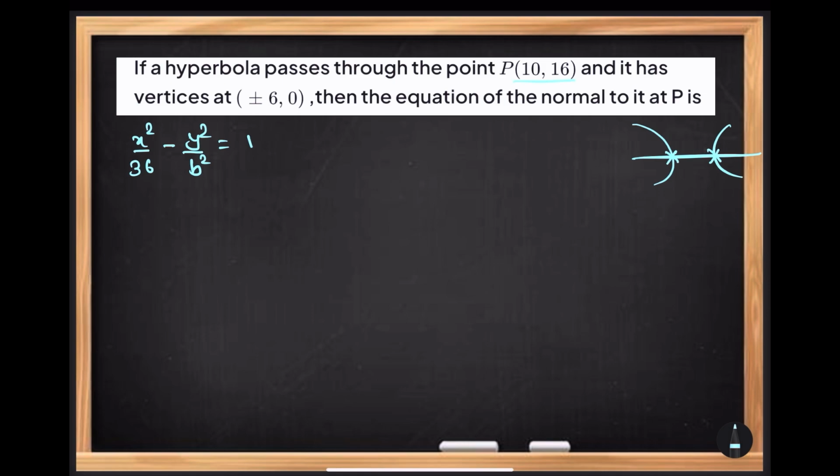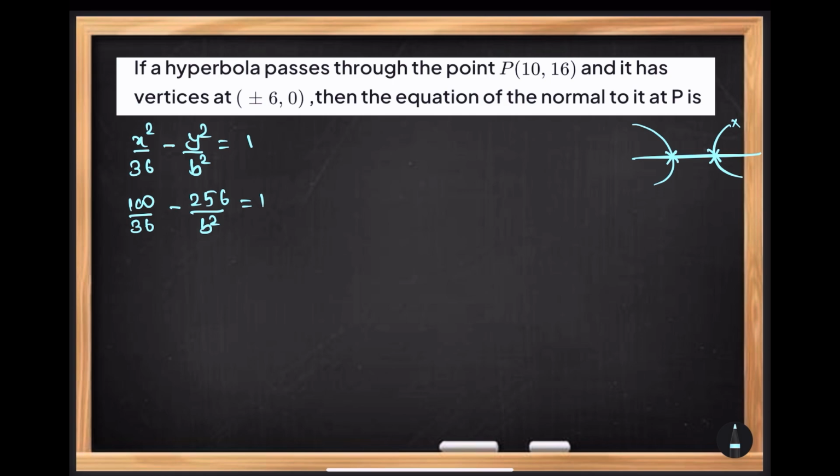So first we have to find b square. You know that your curve is passing through the point (10, 16). If the curve passes through the given point, the curve must satisfy this point. So 10 square is 100 by 36, minus 16 square, which is 256 by b square, correct, equals 1.